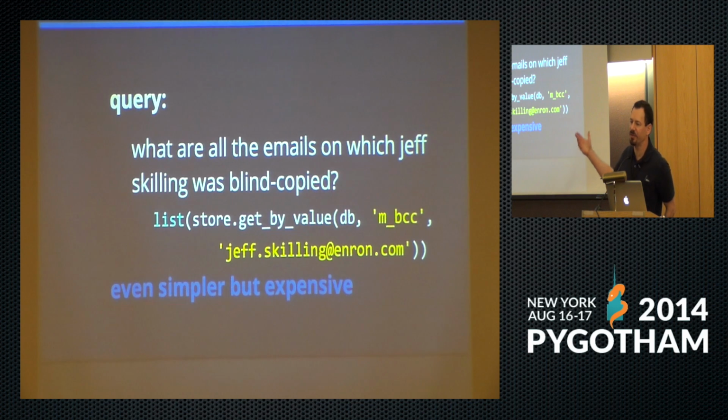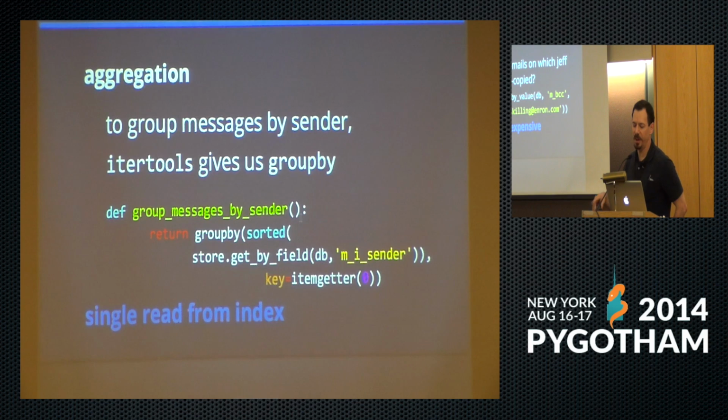However, it turns out this is a very expensive query. If you actually pull down the code and run this, you'll see a very notable pause as this one runs. And the reason is we did not index that BCC field. If we were going to do this query a lot, we could simply make that an index field, and then it would reduce to a single range read.